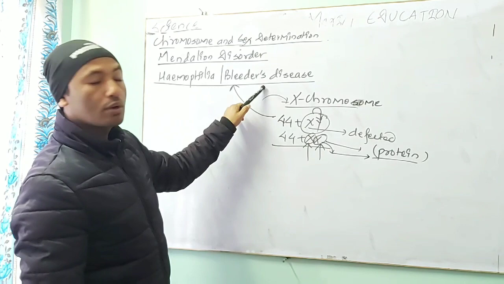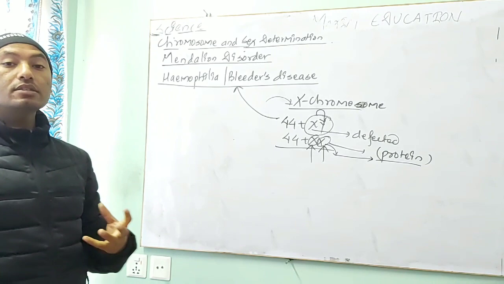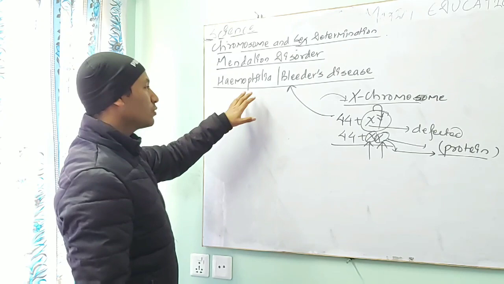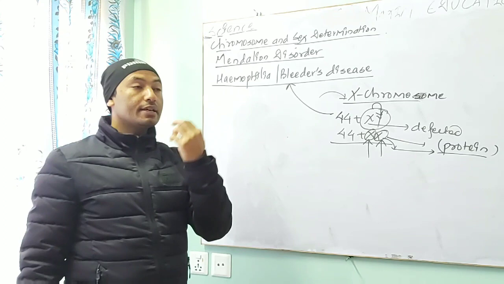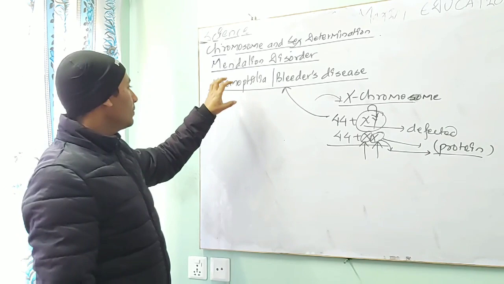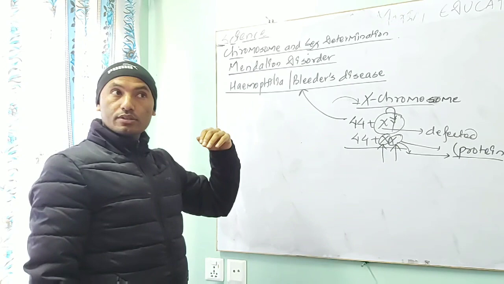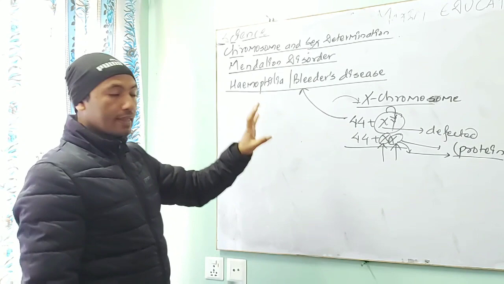The main symptom of hemophilia is excessive nose bleeding. Like you might have seen your friends having nose bleeding frequently. It is very rare, okay, but if there is excessive or frequent bleeding from the nose, that might be a symptom of hemophilia. If that occurs, then the physician will ask about the family history of this type of disorder, whether it is inherited or not. So hemophilia is a sex-linked disease that occurs only in male, not in female.